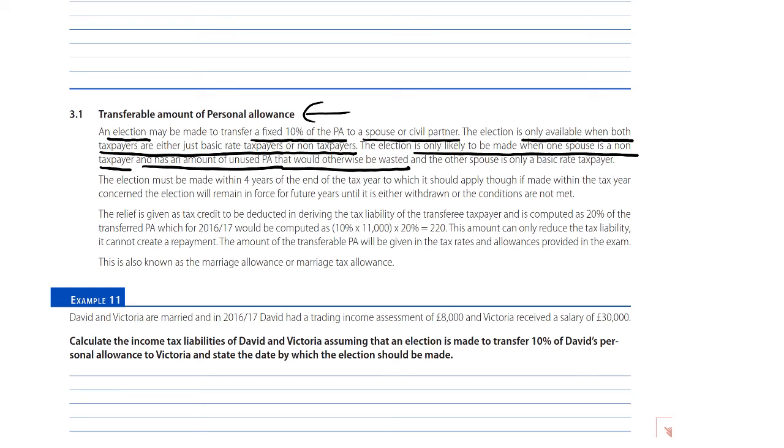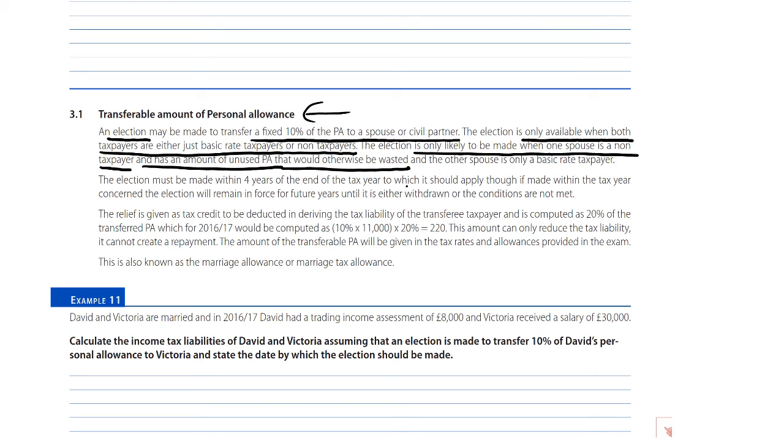This fixed amount there, fixed 10% of the personal allowance. Now, you know that the personal allowance is 11,000, so a fixed amount of that, 10% of 11,000, will be 1,100. Now, before you start thinking, oh, so that increases the personal allowance of the transferee spouse, hold fire. But the amount that is based on 10%.